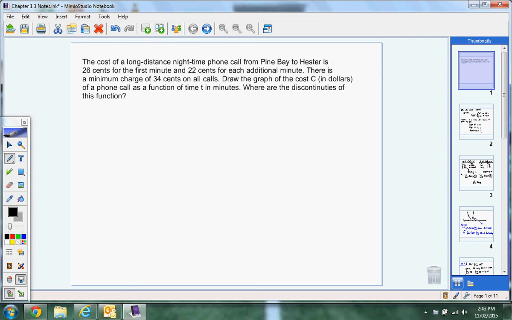It says the cost of a long-distance nighttime phone call from Pine Bay to Hester is 26 cents for the first minute and 22 cents for each additional minute. There's a minimum charge of 34 cents no matter how long you talk. Draw a graph of the cost C in dollars of a phone call as a function of time T in minutes. Where are the discontinuities of this function? So where is it discontinuous? First we're going to develop our functions and get an idea of what's happening. So our first C of T: how much does it cost to talk for 0 to 1 minute?